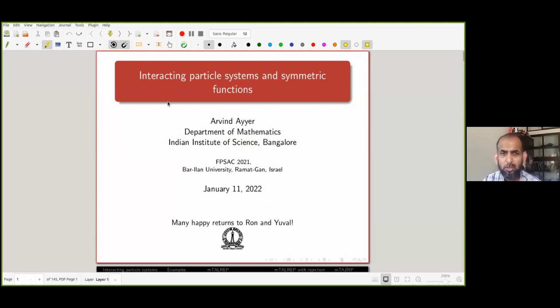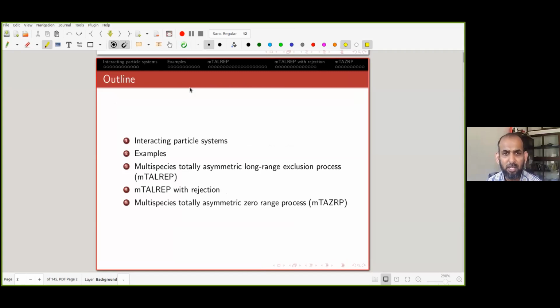So I want to talk about some joint work with a bunch of collaborators, which I'll mention later. I want to mainly advertise the area of interacting particle systems to the audience. I think this has somehow escaped the attention of many people in this community. And I think there are a lot of interesting problems, and I want to advertise this.